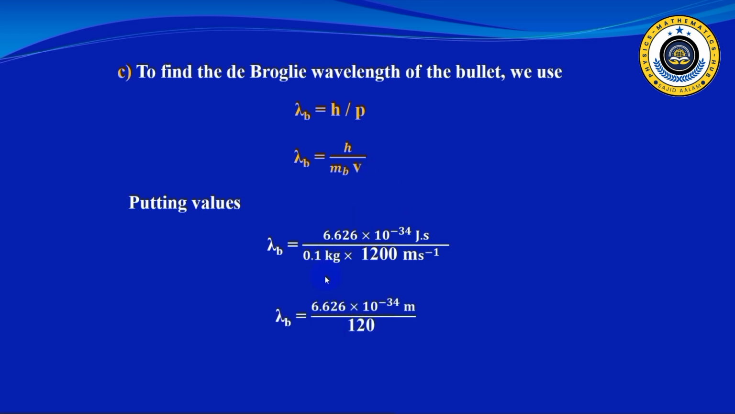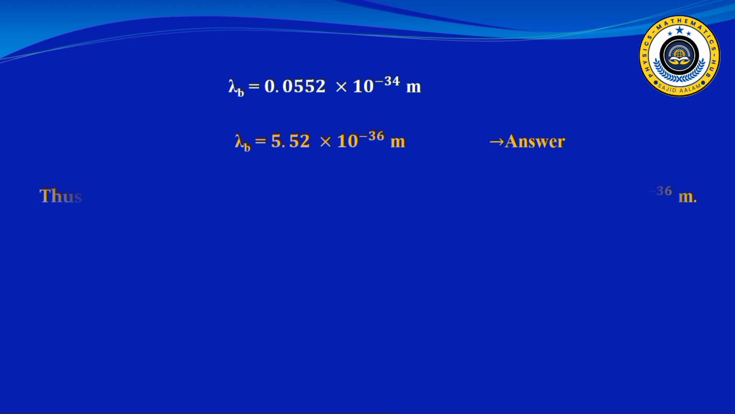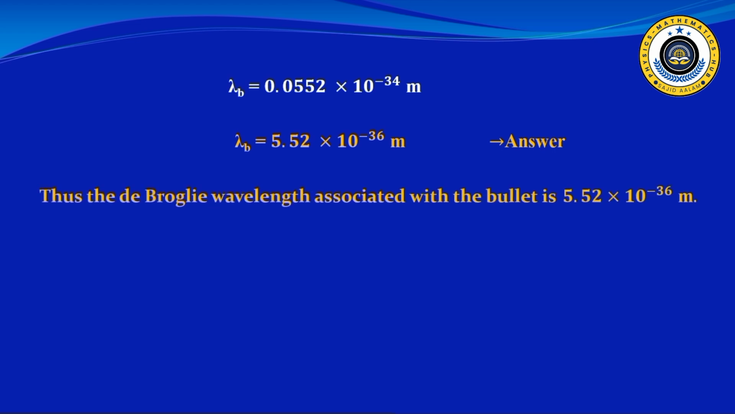And in the product in the denominator, we get 6.626 multiplied by 10 to the power minus 34 meters divided by 120. Finally, we get lambda b is equal to 0.0552 multiplied by 10 to the power minus 34 meters. In scientific notation, we can write this as lambda b is equal to 5.52 multiplied by 10 to the power minus 36 meters. Thus, the de Broglie wavelength associated with the bullet is 5.52 multiplied by 10 to the power minus 36 meters.